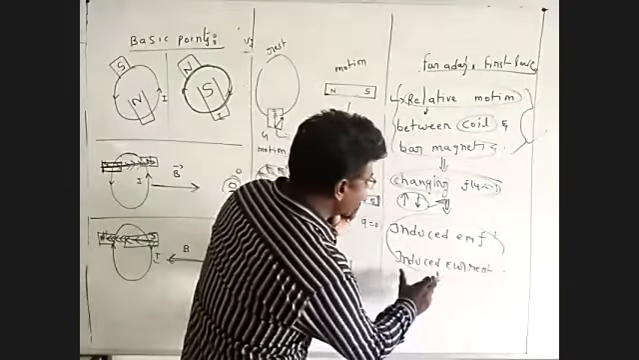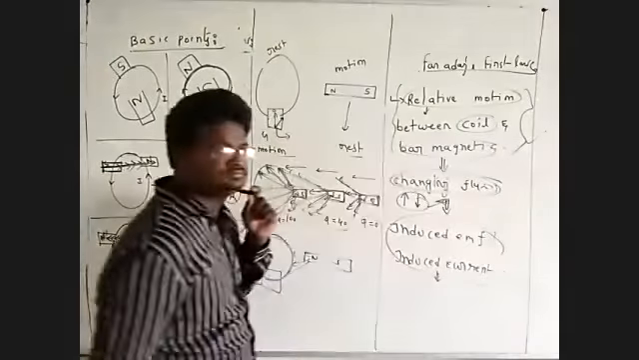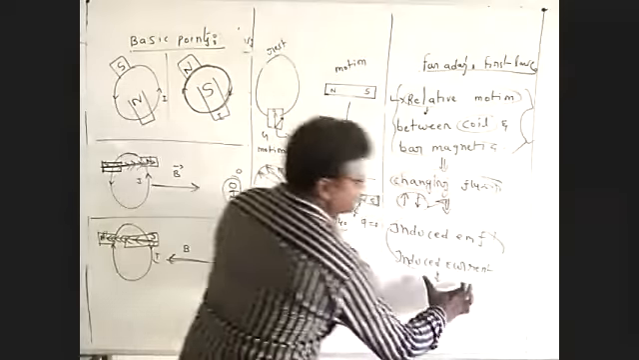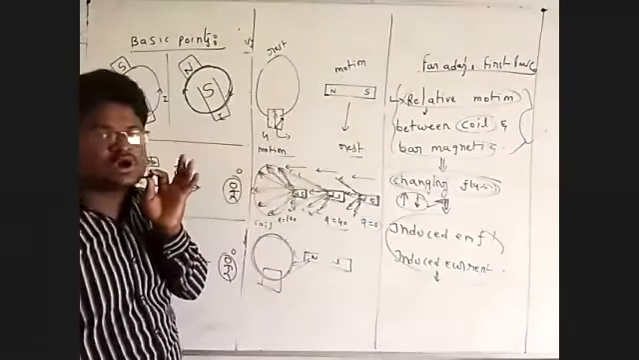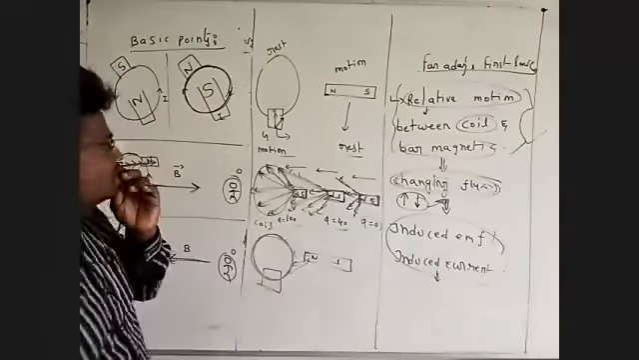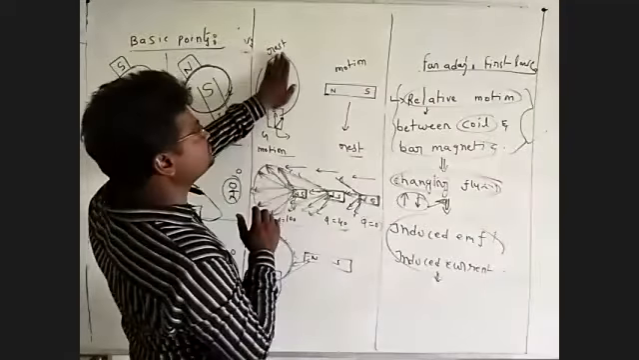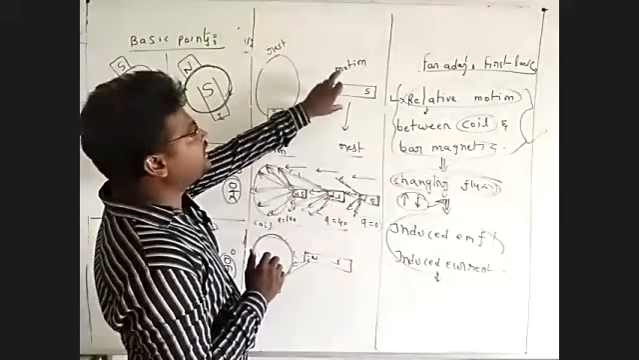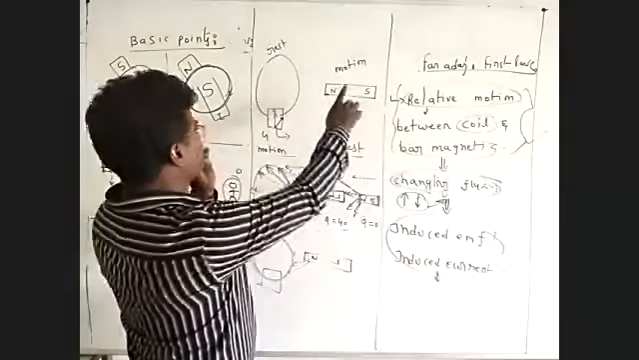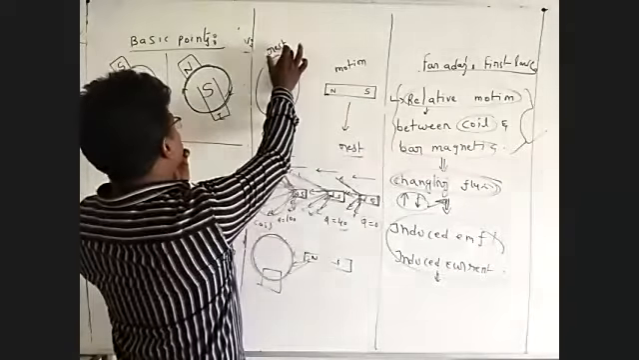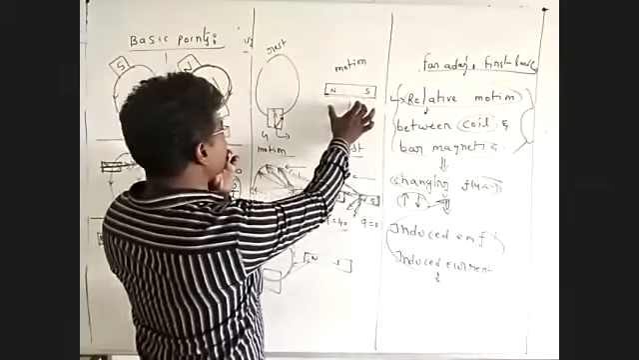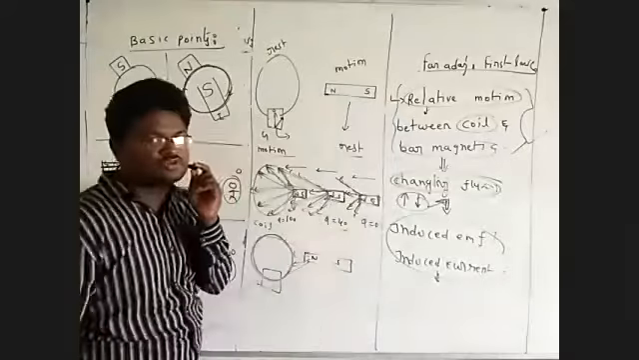Finally, we want to produce induced current. The two, I am going to explain in detail. First of all, the coil should be at rest and the bar magnet in motion.